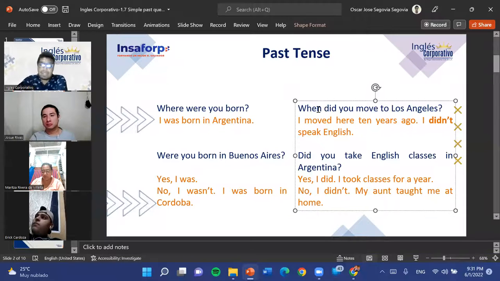So here we have it. When did you move to Los Angeles? So one thing that is very important, and I think I have mentioned it before as well, is the fact that when you get a did auxiliary in a sentence, this auxiliary, did, is going to take the full force of the past tense. So you're not going to need the main verb of the sentence to be placed in any other tense than the base form.